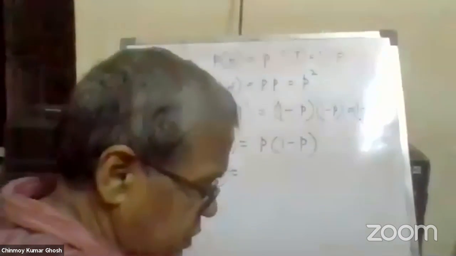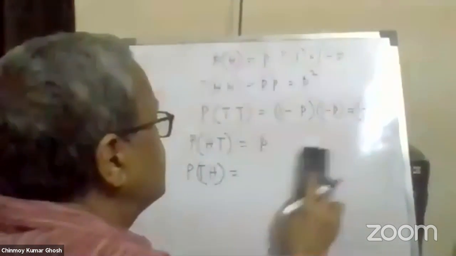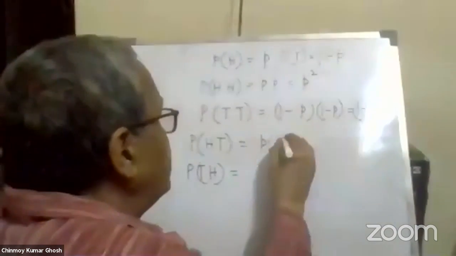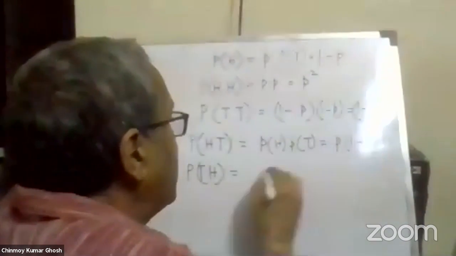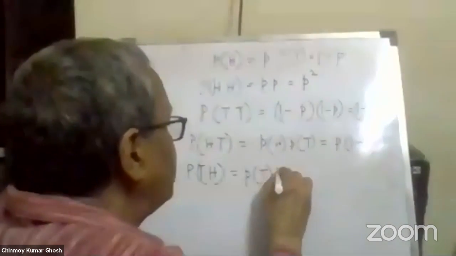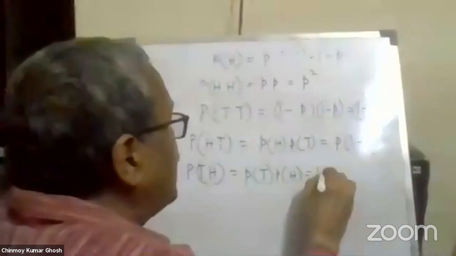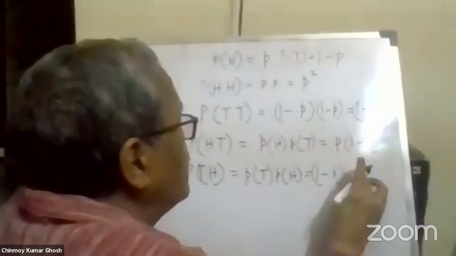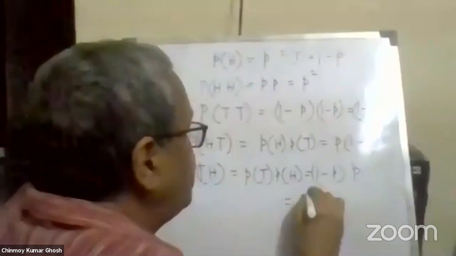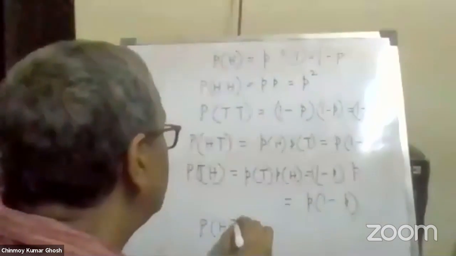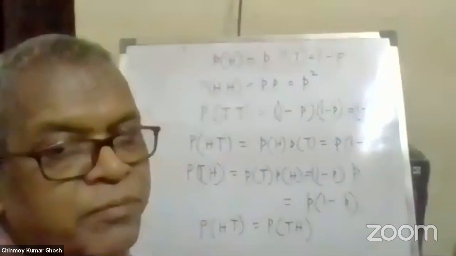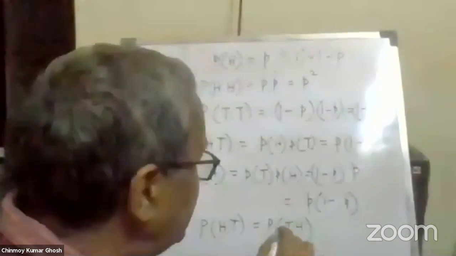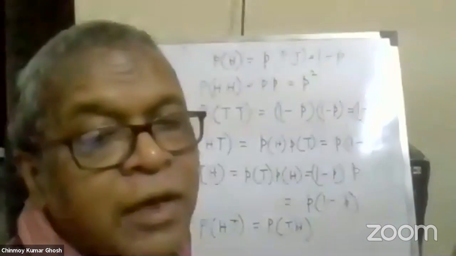That is, this is the probability of head into the probability of tail, that is P into 1 minus P. And this is the probability of tail into the probability of head, that is 1 minus P into P, which is also equal to P into 1 minus P. So the probability of head tail is equal to the probability of tail head. The probability of consecutive head tail is equal to the probability of consecutive tail head.